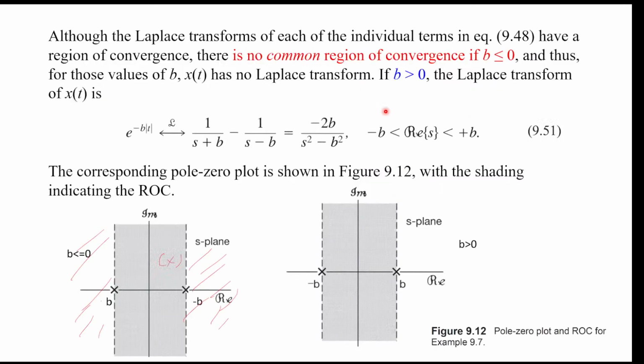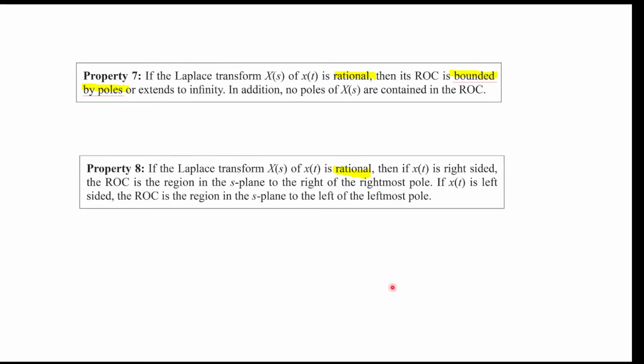Okay. So for example, here we have a rational Laplace transform, and we see that its ROC is indeed bounded by the poles here. One of the edges is the point minus b, and one of the edges is the point plus b. Okay, and so that's property 7.